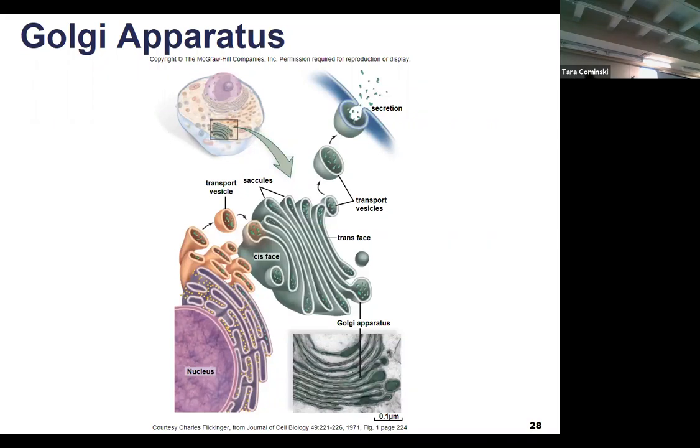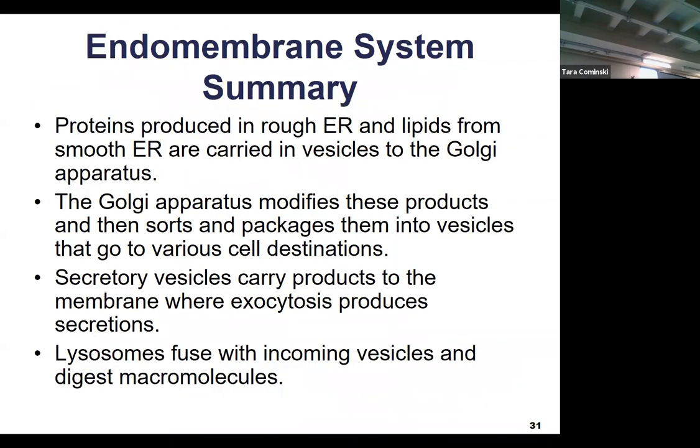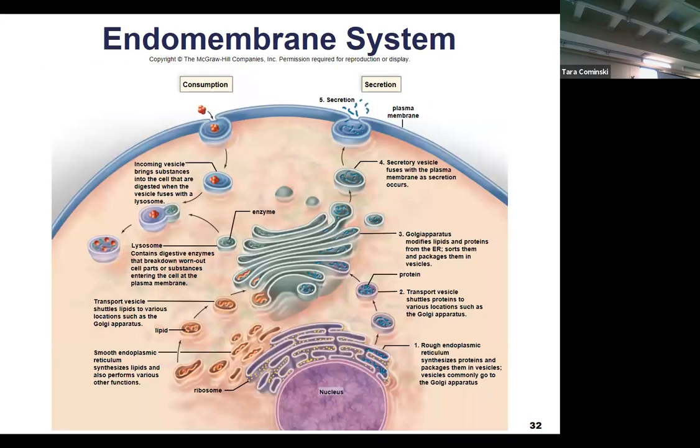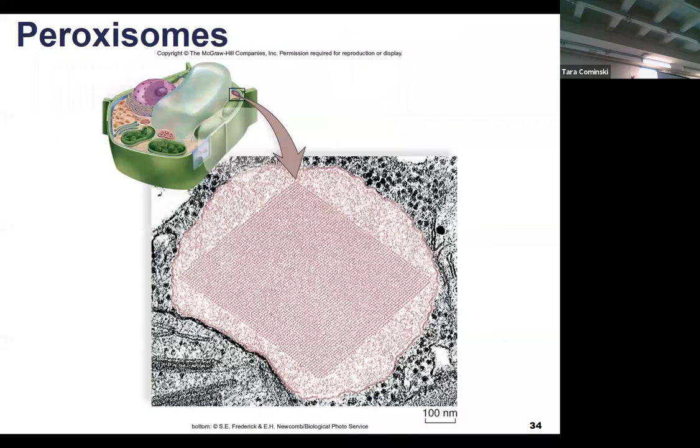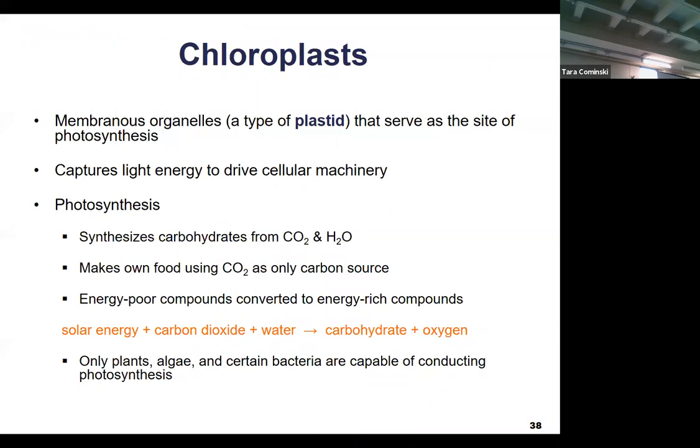All right, so that's pretty much it, we're out of time. That was the endomembrane system, and the next part of it, we'll talk about lysosomes and peroxisomes, and then the energy-related organelles, okay?